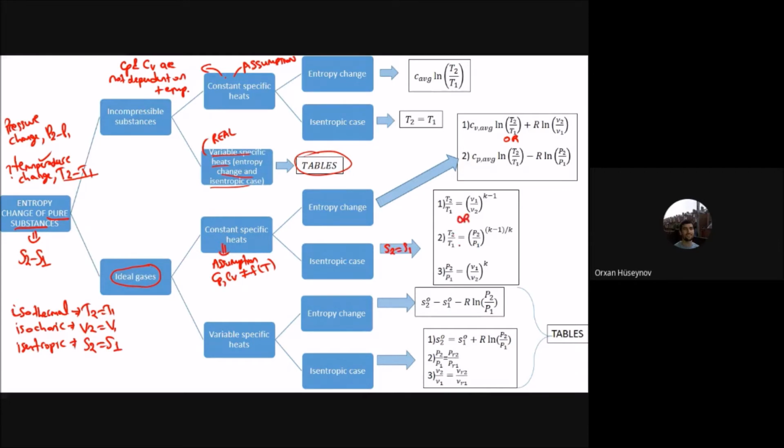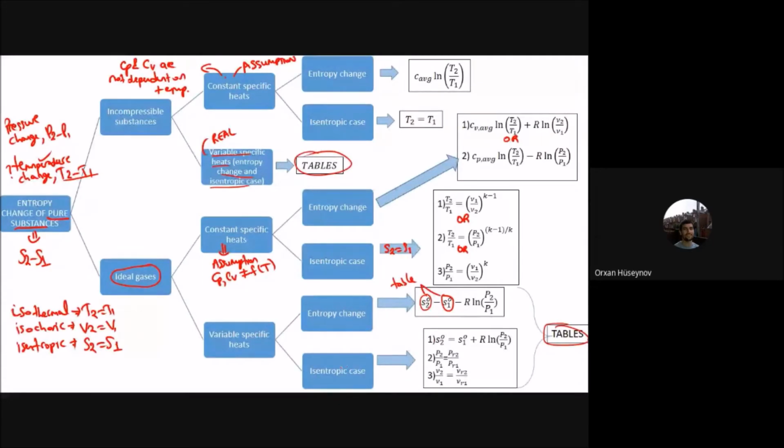You can use this one or that one or this one. Okay, you have the three different formulas. And if you use the variable specific heat, then in that case, you will have the entropy change, which is determined by this formula. And these are these values. You will need to look at the table. From the table, you will find, you see it is written here, the tables. But you also have the formula here.